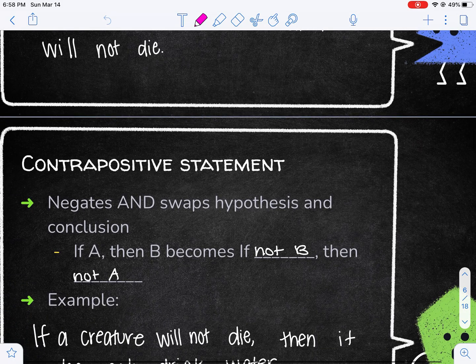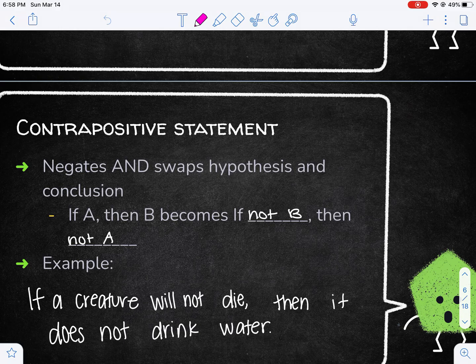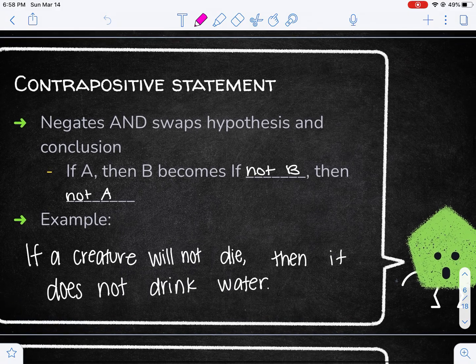My contrapositive takes that inverse and that converse and smushes them together. So I'm going to negate and swap them. If I have if A, then B, that becomes if not B, then not A. So if a creature will not die, then it does not drink water.